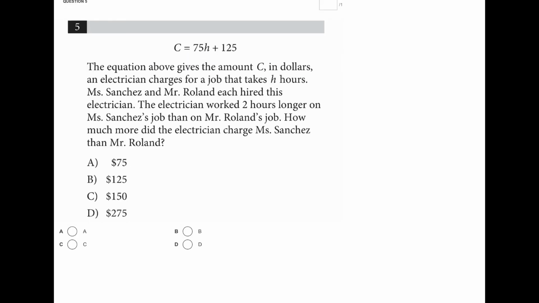So here we have 2 different jobs for an electrician. And the only thing different is 2 hours longer. So we plug that in for H, 75 times 2, and the answer is 150. Both electricians, or both the same electrician, is going to charge the 125 upfront fee just for showing up, and then $75 per hour. So that's the only part that's relevant.